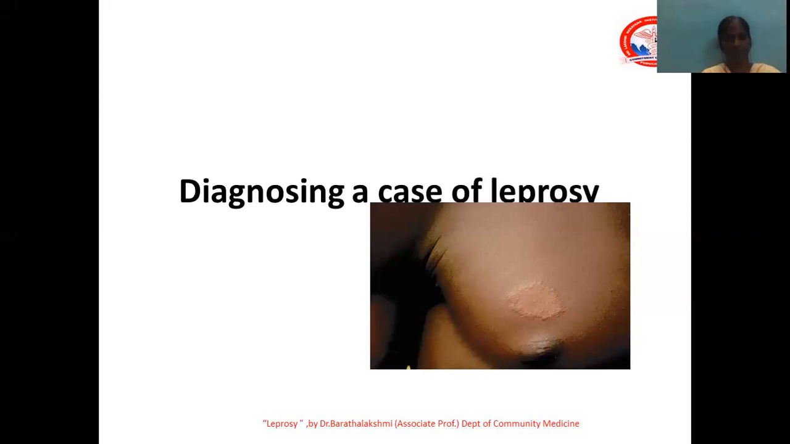As this is simple, very easy, and takes less time for diagnosis, the cases have been detected very fast and started treatment at the early stages. So this is how to go about the diagnosis of leprosy.